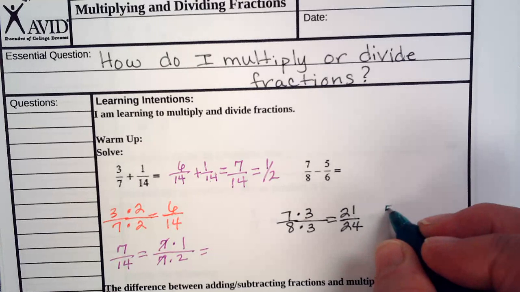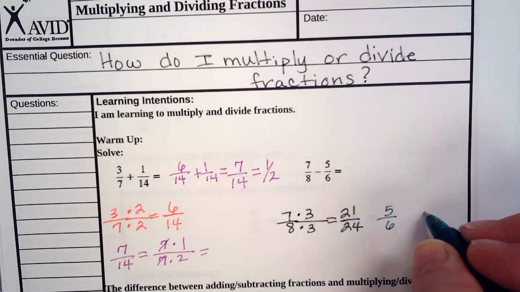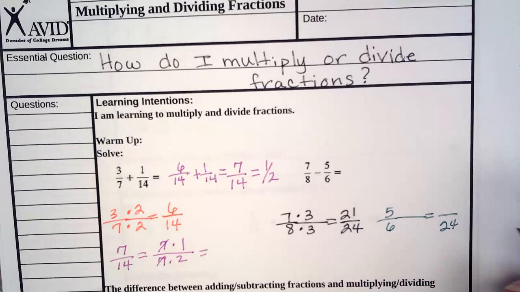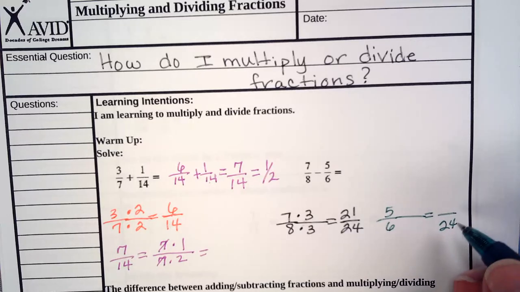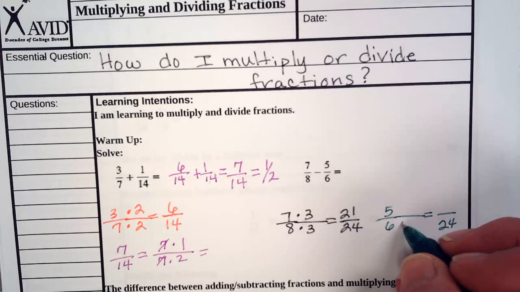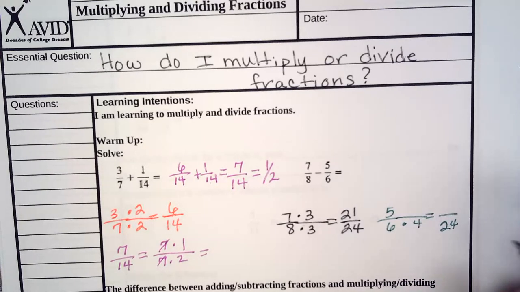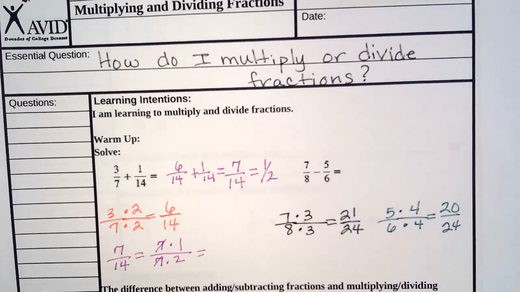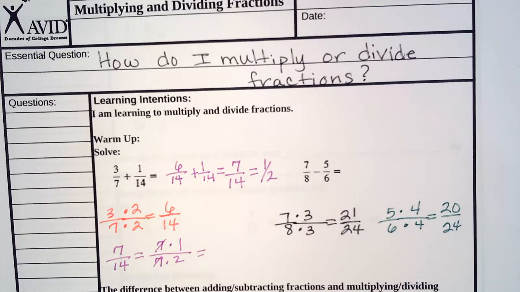Okay, 5 over 6 is equal to what over 24? Remember, 24 divided by 6 is 4. 5 times 4 is 20. 5 over 6 is equivalent to 20 over 24. We're now ready to solve.